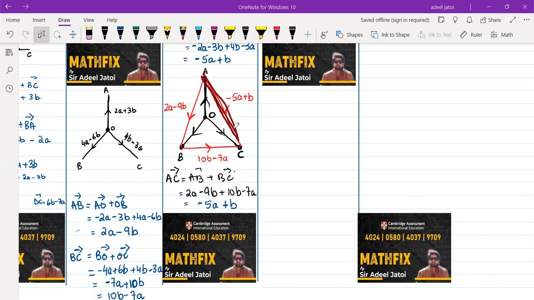To find out AC, in this way, I had AB and BC. In this, to find out AC, I had AO and OC. In both ways, answers are same. It won't differ.